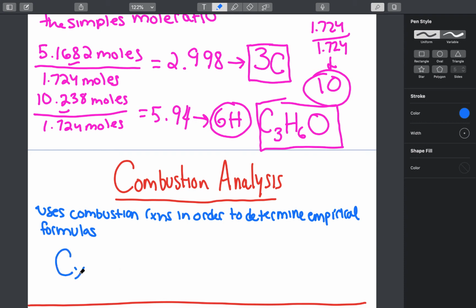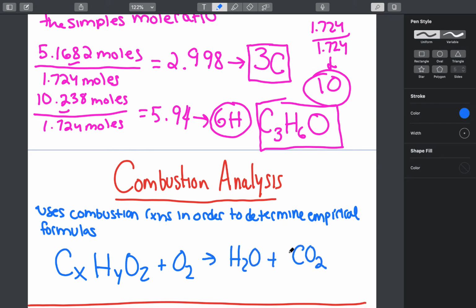So CxHyOz plus O2 goes to H2O and CO2. Okay? Now, of course, this is not balanced. All I'm trying to show you here is that in combustion analysis, you'll often take a hydrocarbon with oxygen in it, and you'll react it with oxygen, burn it, and see how many moles of water and carbon dioxide you form. And from that, you can determine the empirical formula of your sample. So in this case, your hydrocarbon.